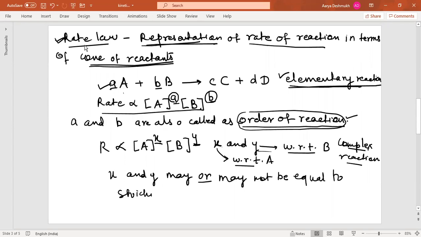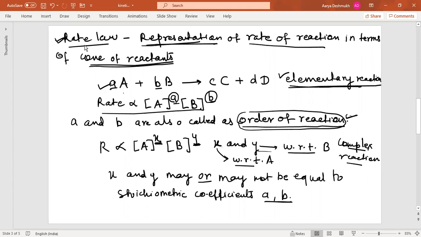the stoichiometric coefficients A and B. That is why it is written as X and Y instead of A and B, just to indicate that X and Y may or may not be equal to the stoichiometric coefficients A and B. Now, why may they not be equal to A and B? For an elementary reaction it is the same, but for a complex reaction it may or may not be equal.